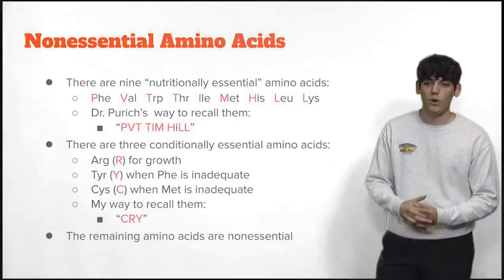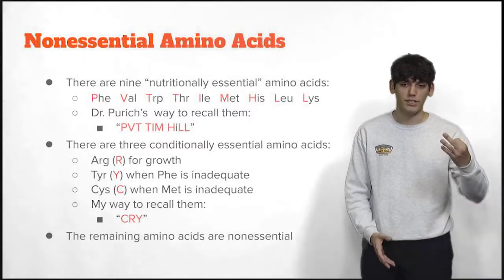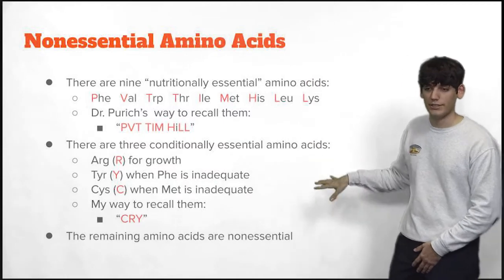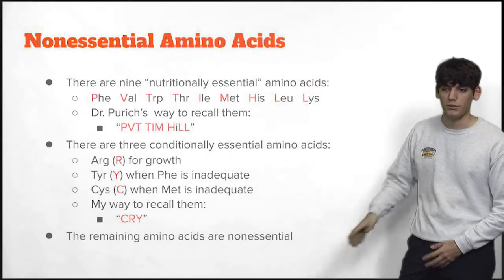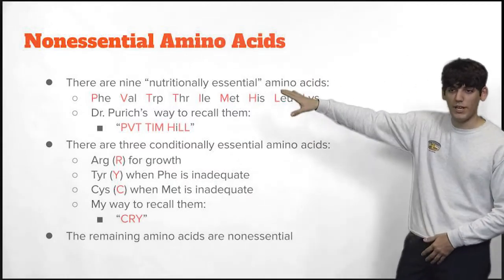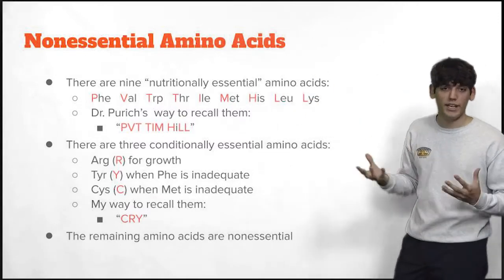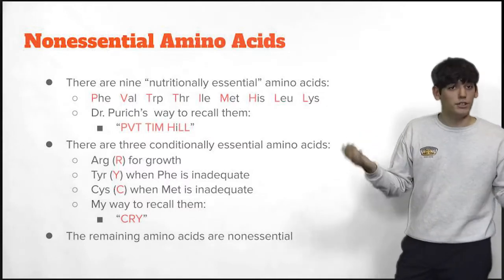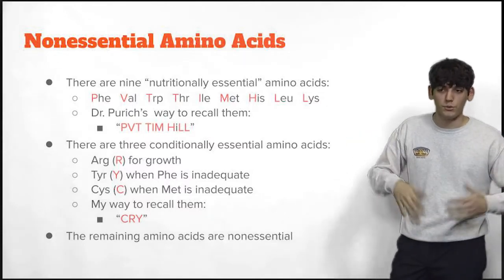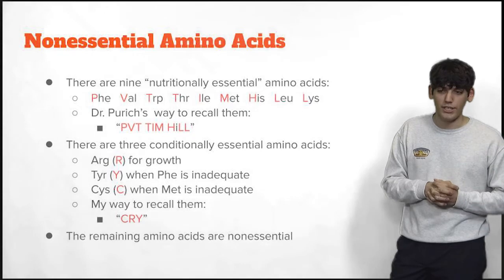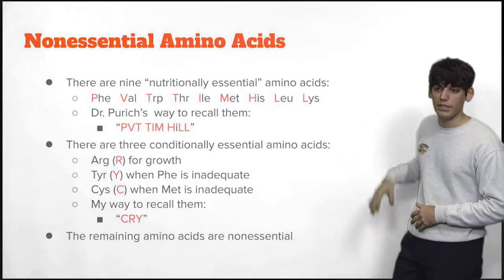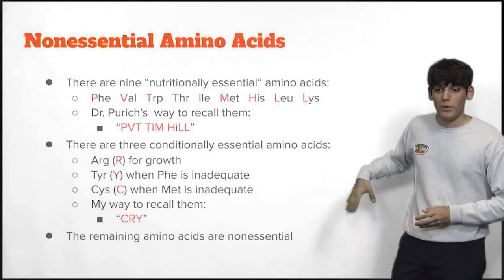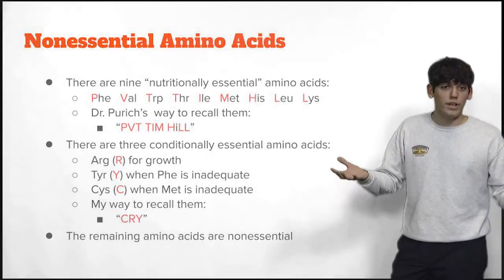Hey guys, so our amino acids are categorized into 3 different categories. We have nutritionally essential amino acids, conditionally essential amino acids, and then non-essential amino acids. Our nutritionally essential amino acids are ones we need in our diet, right? We can't synthesize them, so we need to consume them. Conditionally essential amino acids are conditionally essential, so under certain conditions, we're going to need more of these amino acids in our diet. These are arginine, tyrosine, and cysteine. You can memorize them with the acronym CRY. The remaining amino acids are non-essentials. We have ways to synthesize them.